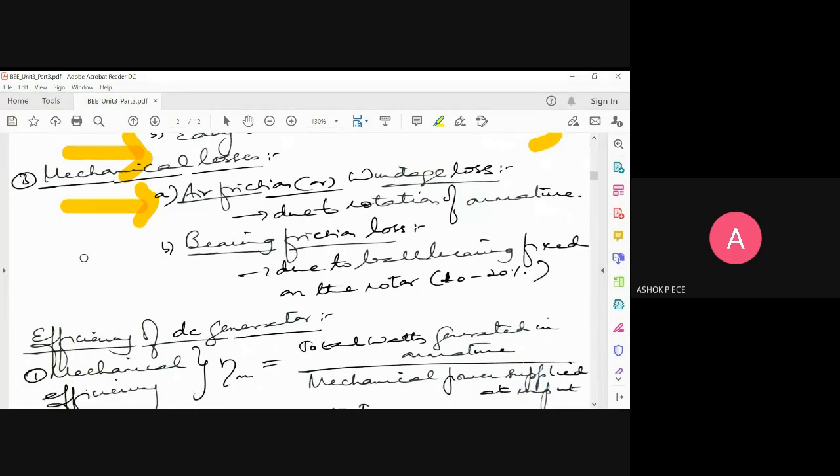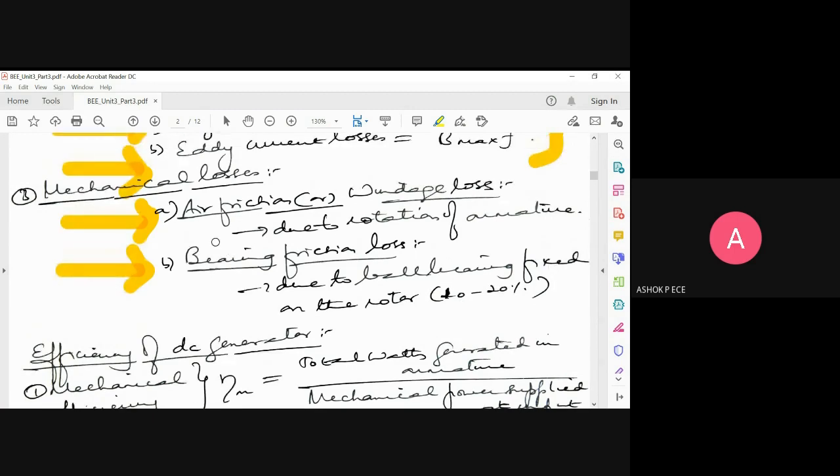The second one is bearing friction. You know that for a component to rotate without making any noise, you add ball bearings to the component so that it rotates smoothly without friction. Even though you have ball bearings, there will be some amount of heat generated inside the component because of friction. That is called bearing friction loss. It contributes 10 to 20% of your losses. So mechanical loss has two types: air friction because of the rotation of your armature, and bearing friction because of the ball bearings fixed on the rotor.